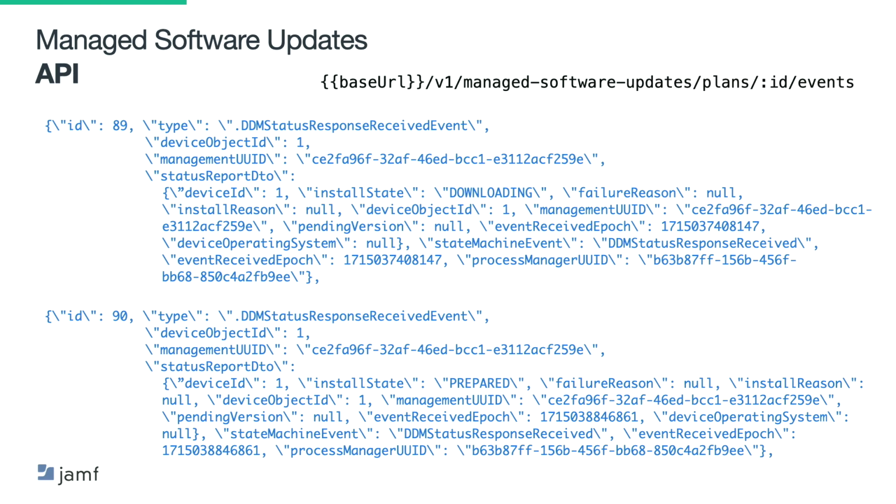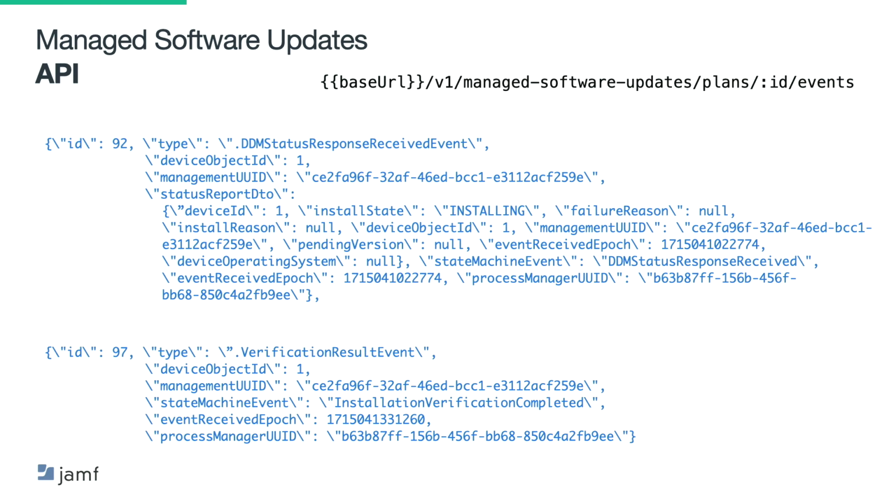And then we can start to see, once we get closer to that deadline date, that the device is downloading the update in the background. It's preparing the update in the background. It's installing. And then once that installation is finished, we can see that the verification is completed. So going through all of these statuses in that declaration, you can get a good understanding of what's happening on the device. That's in the API currently.